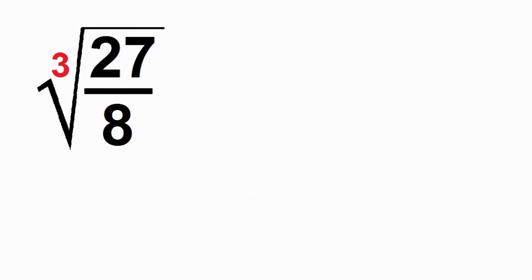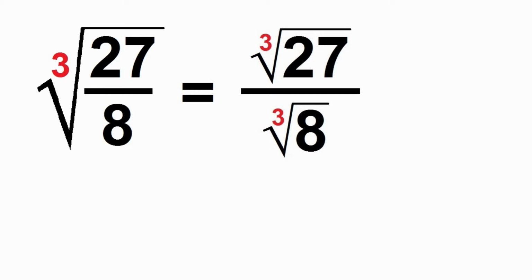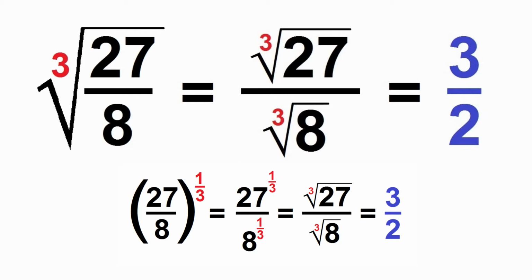It works the same way for dividing radicals too. Say we have the cube root of 27 over 8. This is the same as saying the cube root of 27 over the cube root of 8, or in other words, 3 over 2. And again, if we convert it into index form, we'll see the index law for powers in action.